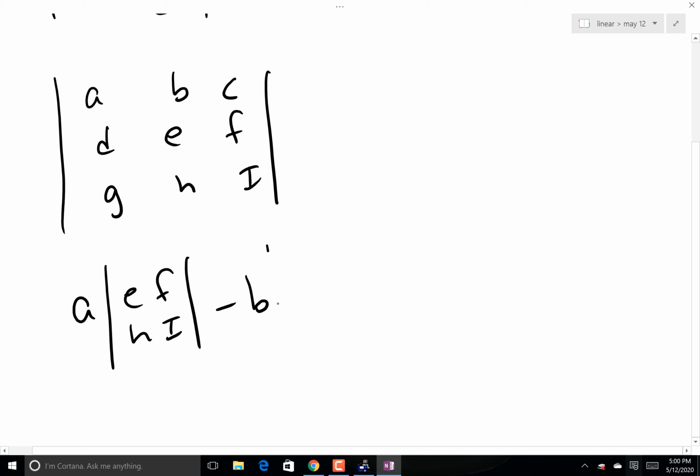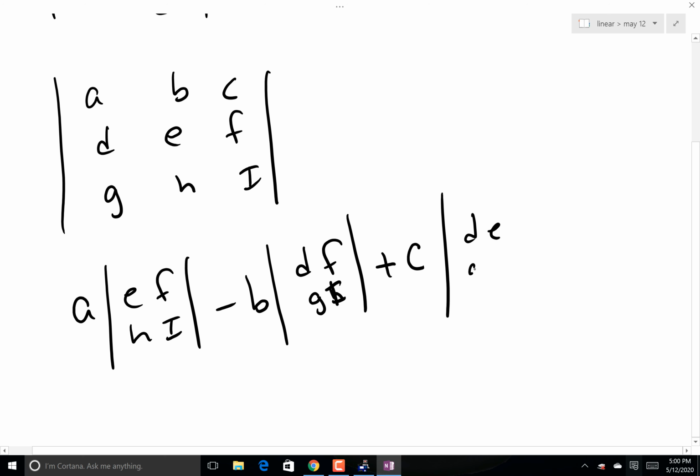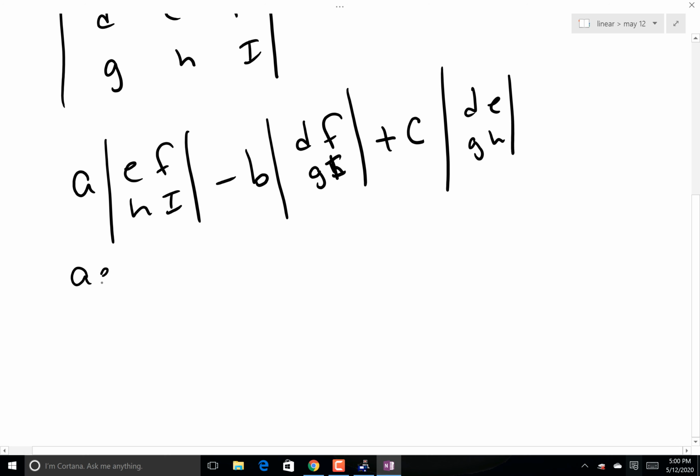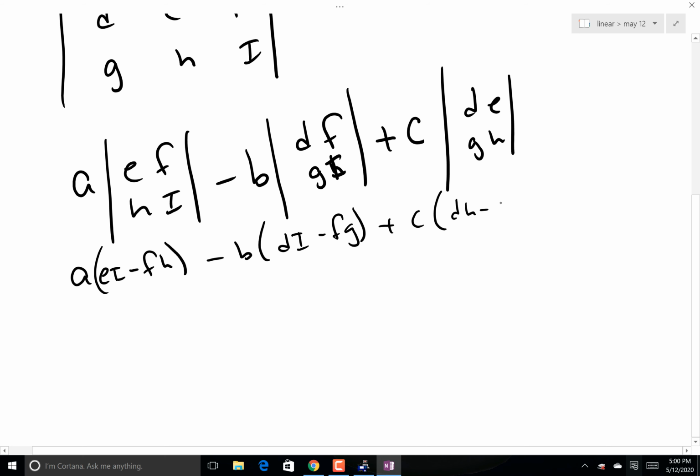Always minus on the second one, and it alternates. So get rid of B's column and its row, and you're left with these guys that are not in its row and not in its column. And then plus C, going to be D, E, G, H. And then it'd simply be a matter of cross multiplying. So EI minus FH, B, and this DI minus FG plus C, DH minus GE. Okay, and that's great.